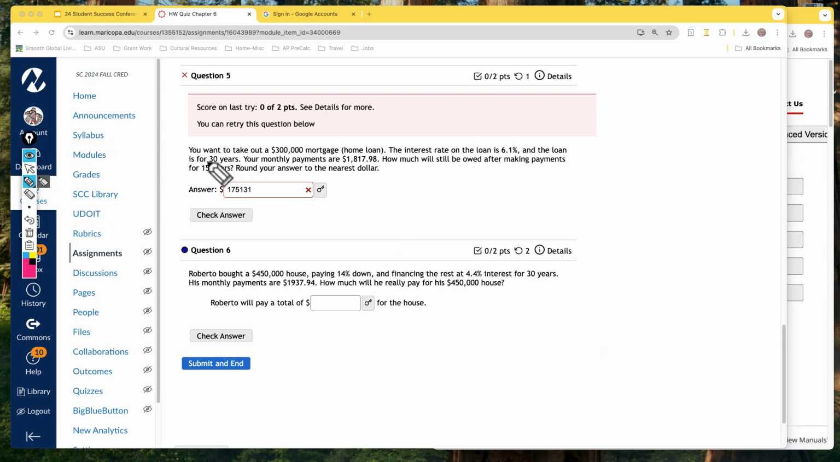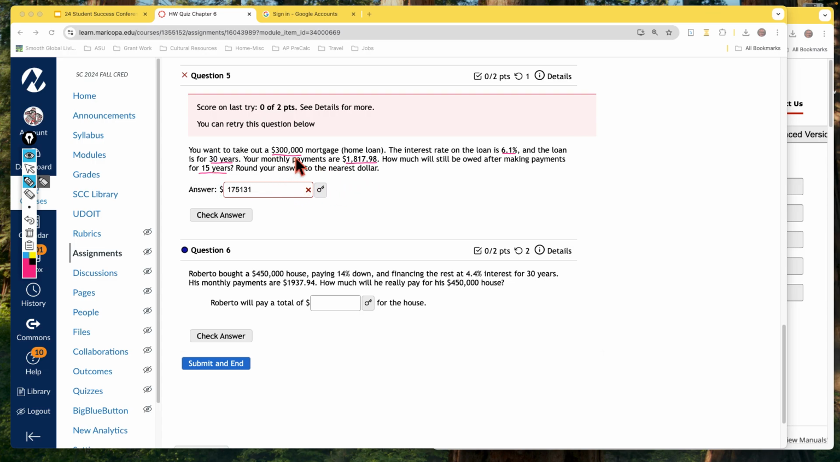So I've only got one attempt at this. So you want to take out a $300,000 mortgage. The interest rate is 6.1%. The loan is for 30 years. Those are the important things. Oh, they gave us our payment. We don't have to calculate that. They gave us the monthly payment. How much will still be owed after making payments for 15 years? Round your answers to the nearest dollar.